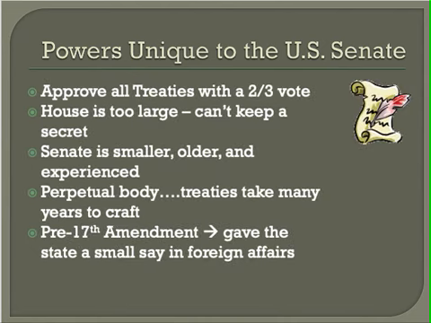Other powers that are unique, they get to approve all treaties by a 2/3 vote. The House is a little large and too big, they feel, to keep some of these things under wraps and a secret. So the Senate, again, by the requirements, are older as well and hopefully more experienced. And it's a perpetual body, meaning that not everyone is reelected every 2 years. So there's people that have been working on these treaties and things like that that are going to be sticking around because they take a while.